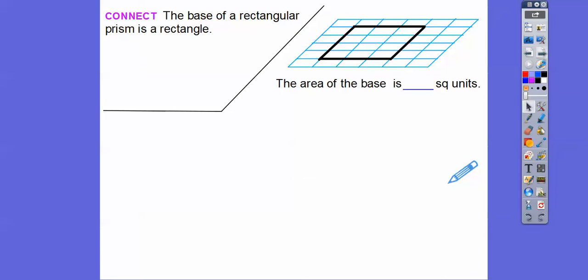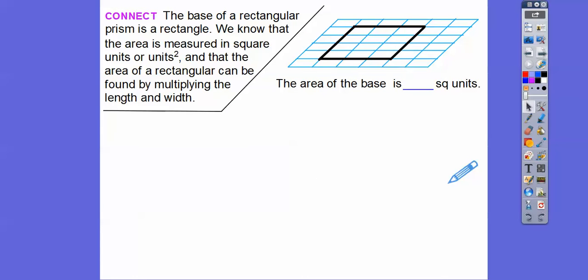The base of a rectangular prism is always a rectangle, and we can find the area of the rectangle by multiplying the length times the width. And we know the area is always in square units, or units squared. Your book likes to write it as square units. I like to do units squared, so if it's feet, feet squared, FT with the squared. And that area can be found by just multiplying the length times the width.